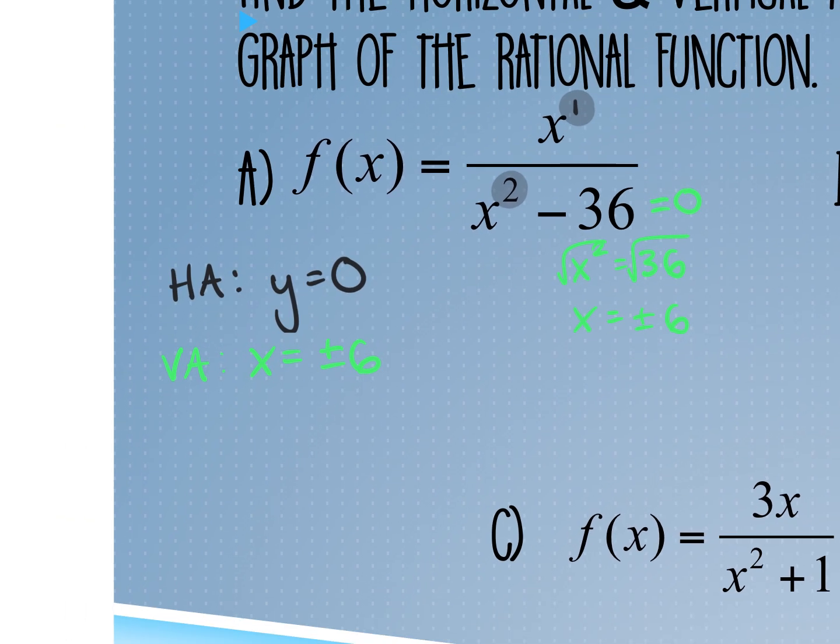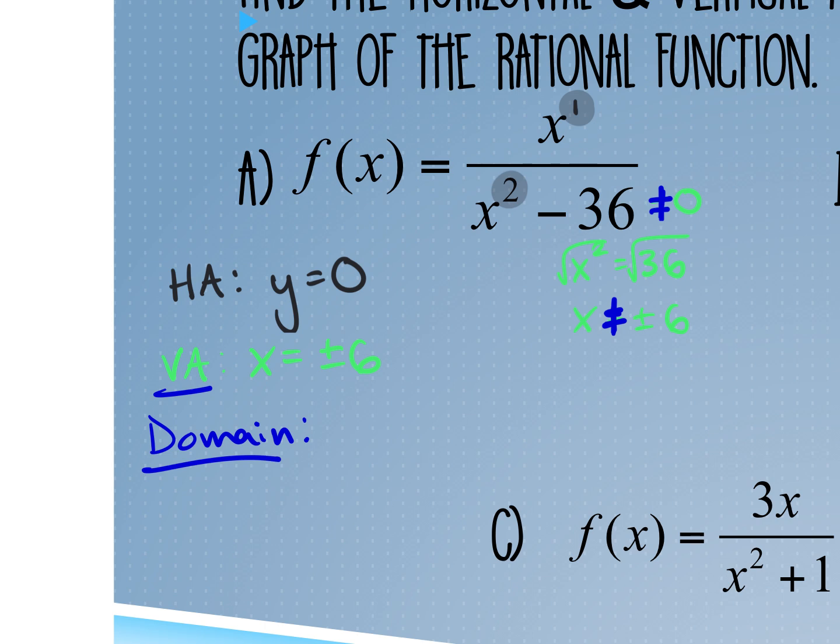Next, just for fun, let's find our domain. How do we find the domain here? We set the denominator not equal to 0, which we just solved when it was equal to 0. So instead of equals, we can just make it not equals. So our domain would be all real numbers except 6 and negative 6. So it's always going to be the same values as your vertical asymptotes. Vertical asymptotes and domain are going to be the same numbers.